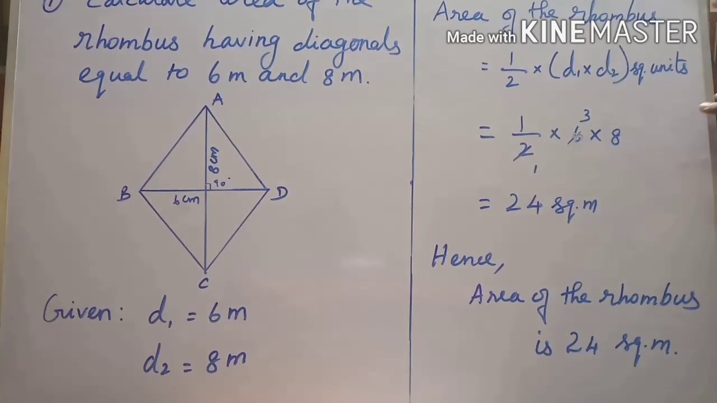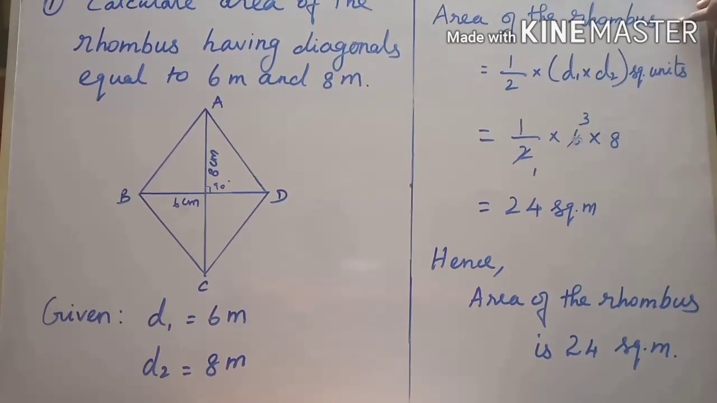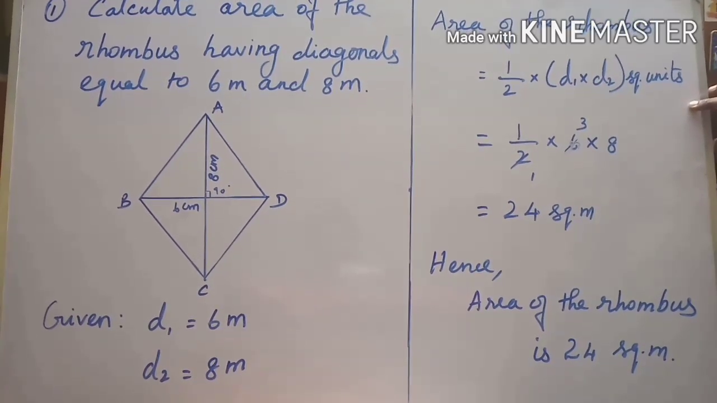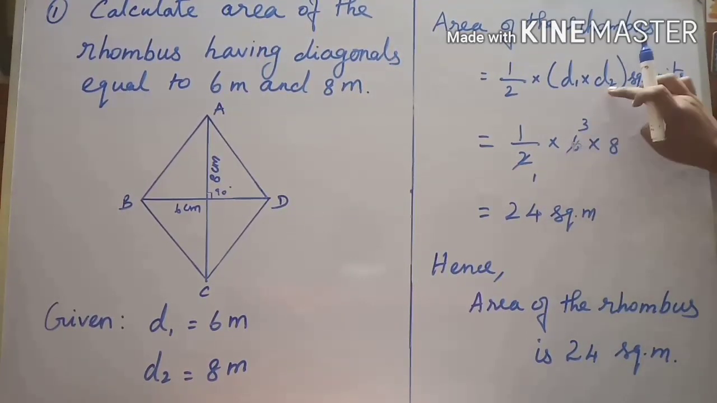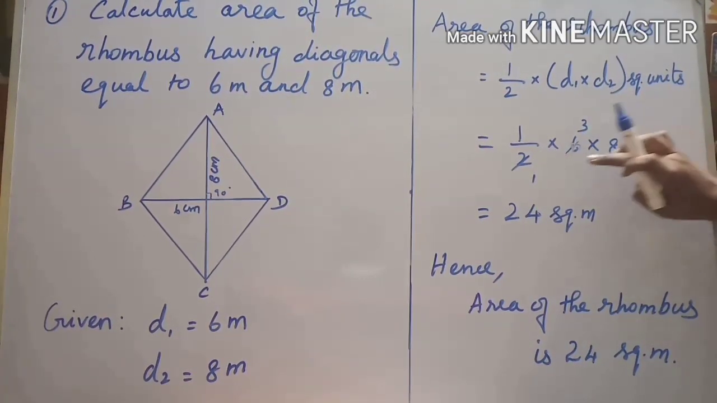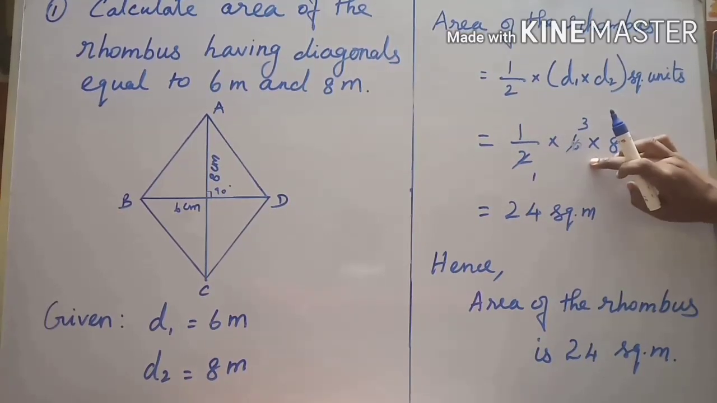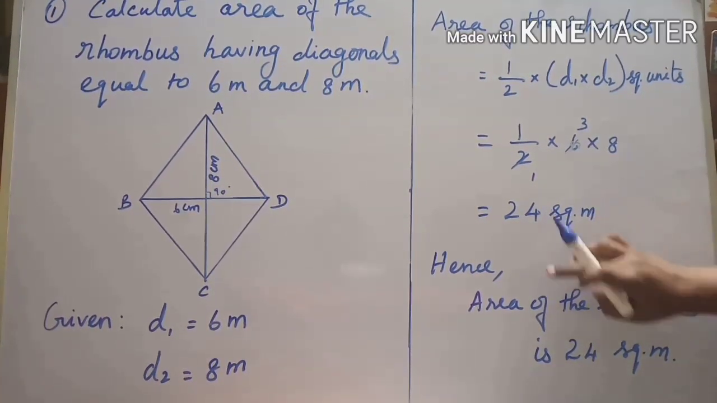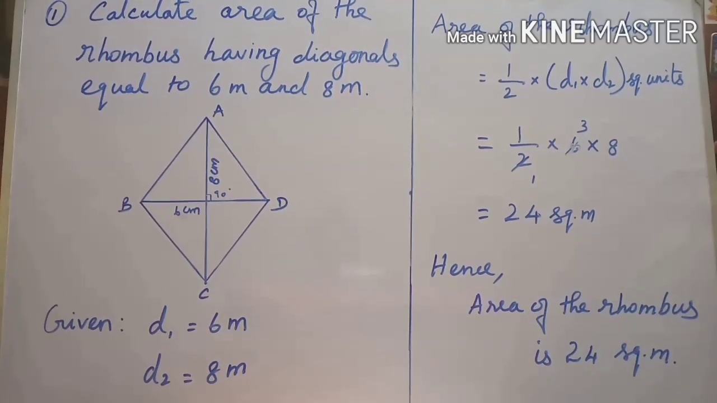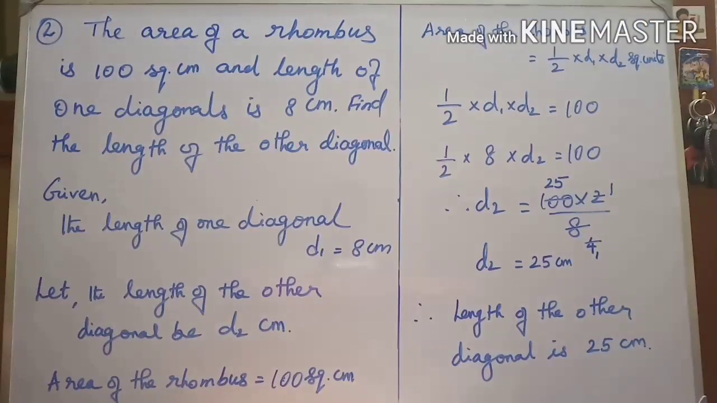Again I will repeat one more time. Listen here. The area of a rhombus formula is half into D1 into D2 square units. Half into the value of D1 is 6, the value of D2 is 8. So 1, 2 is 2. 3 2's are 6. 3 into 8, 24 square meter. Hence, the area of the rhombus is 24 square meter.